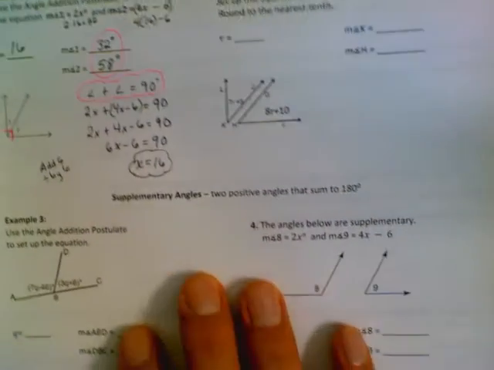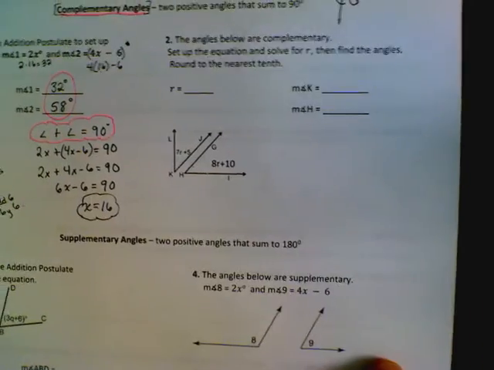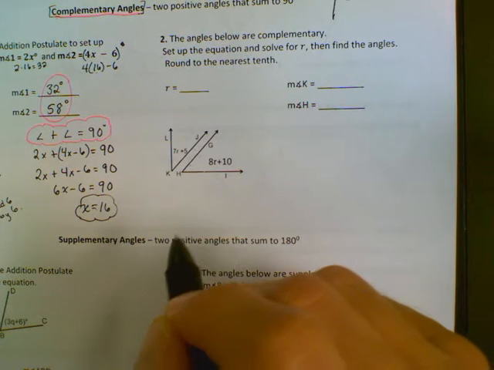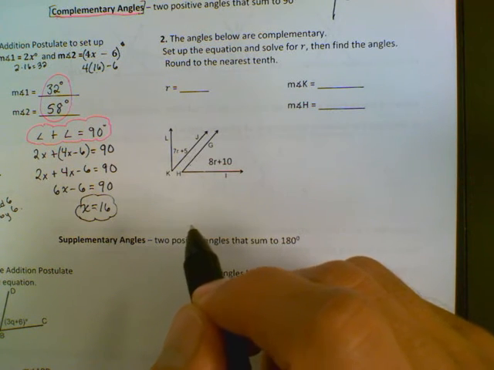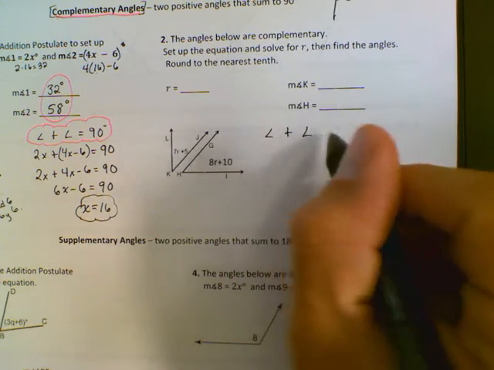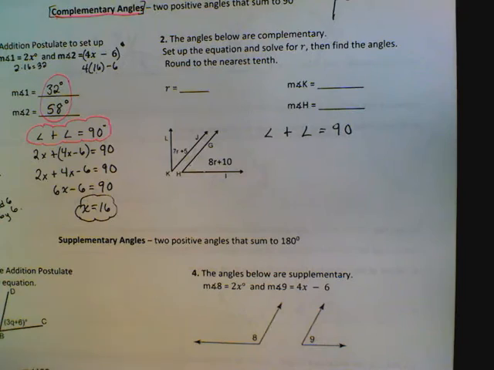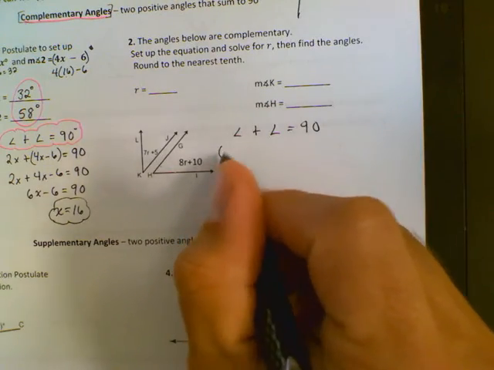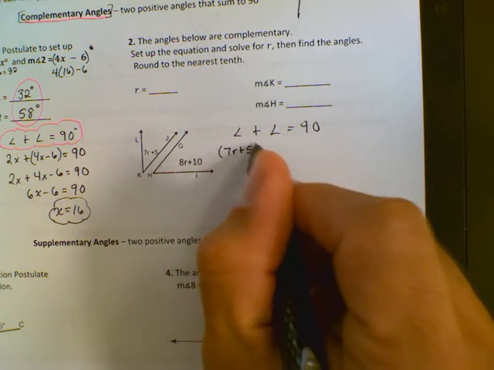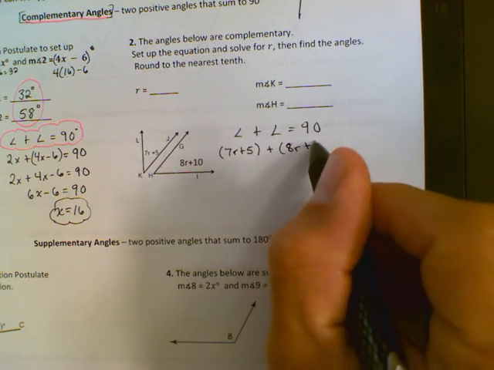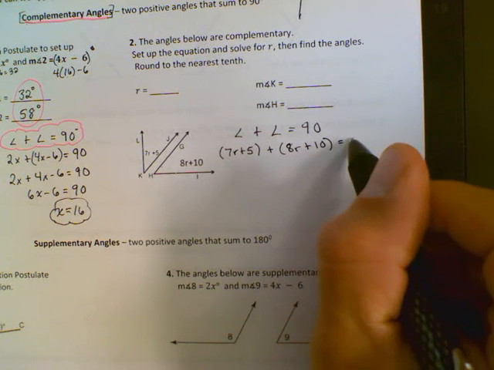All right. So let's just do the setup on number 2 so that we can move forward. So if these two are complementary, that means that they should add up to 90 degrees. So we're going to be using this formula. So what is the setup for this one? 7r plus 5 degrees plus 8r plus 10 degrees, right?